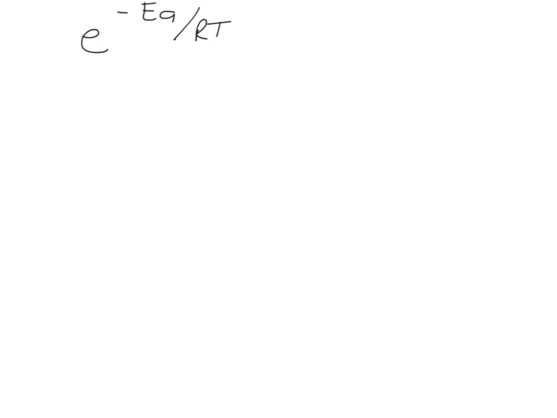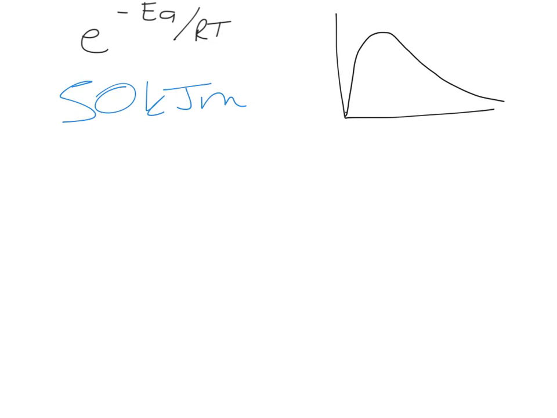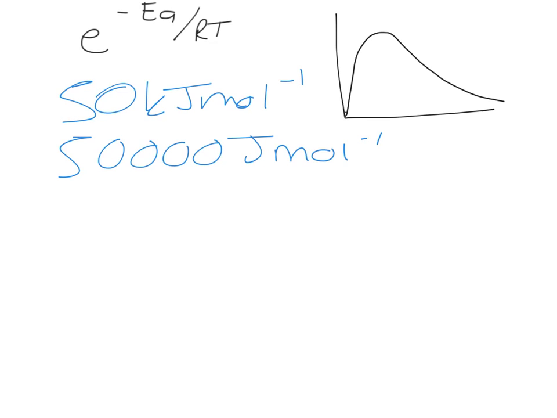Now this part of the equation shows the fraction of collisions with enough energy to react. Remember the Maxwell-Boltzmann distribution curve? Now imagine a reaction with an activation energy of 50 kilojoules per mole. Now as an exam tip, whenever you solve Arrhenius problems, you need to convert all units to joules and kilojoules. So this would be 50,000 joules per mole. What would the fraction of molecules with enough energy to react be at 300 K? Remembering that R is equal to 8.31.